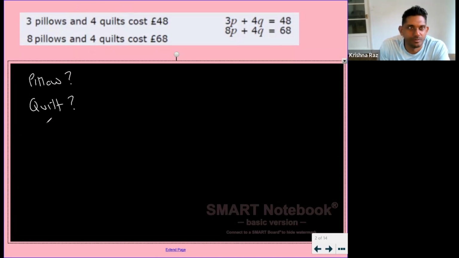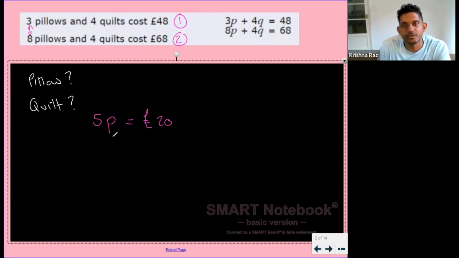Well, the basic principle is imagine you've gone to the shops and you have purchased 3 pillows and 4 quilts and you spent £48. And then I've gone to the shops and I've purchased 8 pillows and 4 quilts at a cost of £68. Well, we can see that I've spent 20 quid more and I've purchased 5 more pillows. So those 5 extra pillows have cost me £20 more. Hence, a pillow must be 20 divided by £5, which is £4.